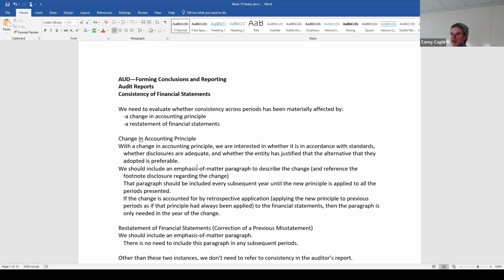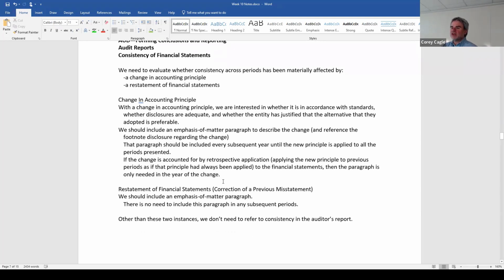If, however, they account for it by retrospective application, in other words, they apply the new principle to the previous periods as if that had always been the standard, y'all remember all that from intermediate, maybe, then we only need that paragraph one year, during the year of change, and then it's fine the rest of the time. So pretty obvious stuff. Basically, in a nutshell, we just want to make sure it's all handled in accordance with GAAP, and we want to stick that explanatory emphasis of matter paragraph on there. So that's a change in accounting principle.